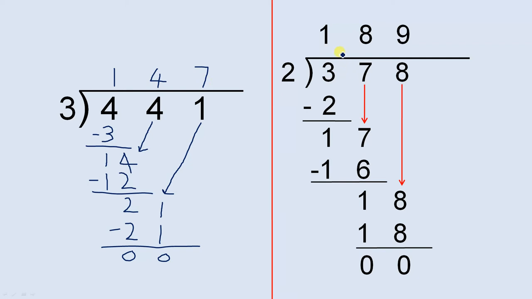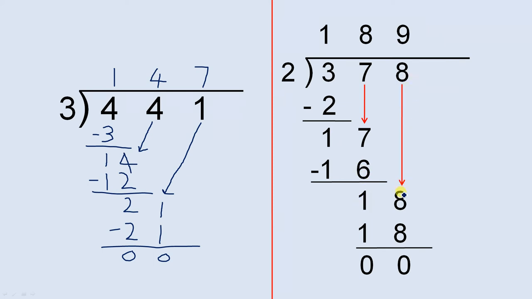Now here we've actually done the whole sum. So let's follow it through carefully. 2 goes into 3 once. So there's the 1. 1 times 2 is 2. So we put the line in and do the subtraction. 3 take away 2 is 1. That gives us a remainder of 1. We bring the 7 down like we did in those previous examples. 2 divided into 17 goes 8 times. 8 times 2 is 16. 17 take away 16 is 1. So there's a remainder of 1.